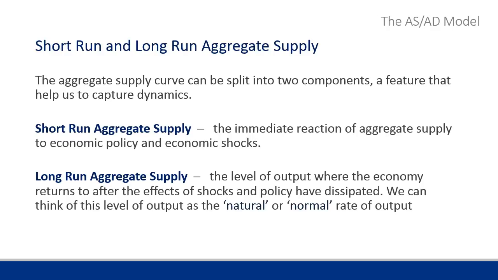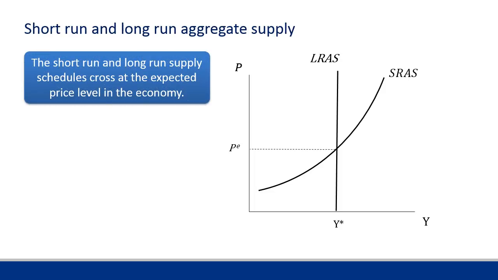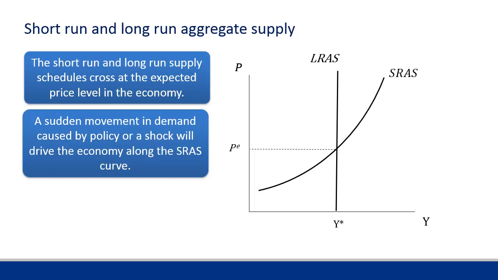And this curve, the long run aggregate supply curve, is simply drawn vertical at the natural or normal rate of output. Now we can show these two curves, the short run and long run aggregate supply curves, on a diagram in PY space. Notice that the long run aggregate supply curve is vertical at Y star, in other words it doesn't change. In the short run, output is around its normal rate, and the short run aggregate supply curve is upward sloping as before. Where these two curves cross is the expected price level. So output will be around its normal rate in the absence of price shocks in the economy.